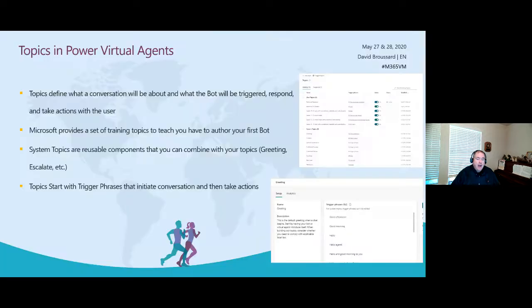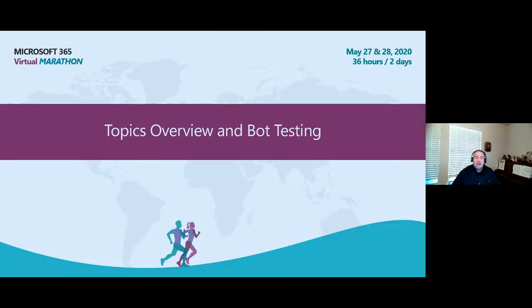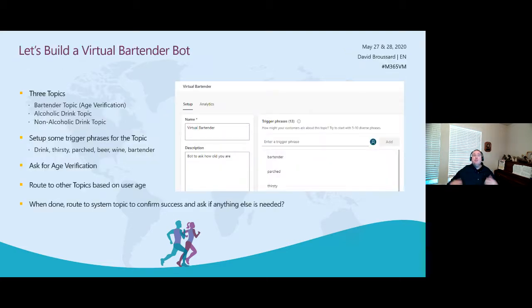All right, so that was our topics overview and bot testing. Now we're going to get to the fun part of this presentation, and we are going to build a virtual bartender bot. So this particular bartender bot is going to end up with 3 topics. The first topic is going to be the bartender topic. The purpose of the bartender topic is to do an age verification. We are going to ask the user how old they are. And if they're over 21, we'll let them order an alcoholic drink. And if they're under 21, we're going to send them to a non-alcoholic drink topic.